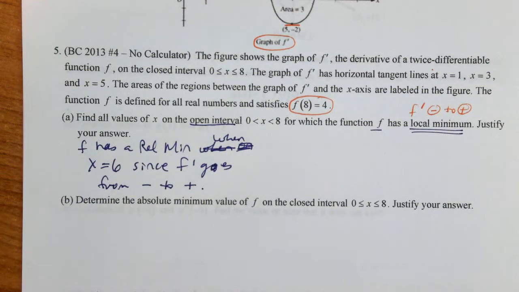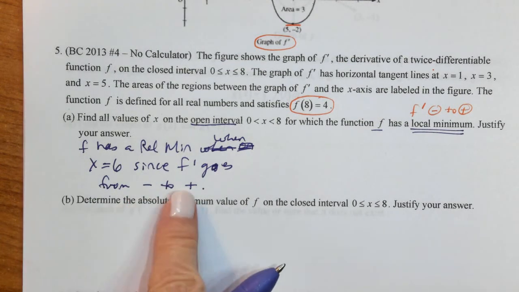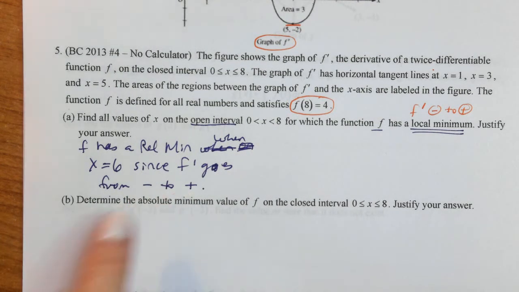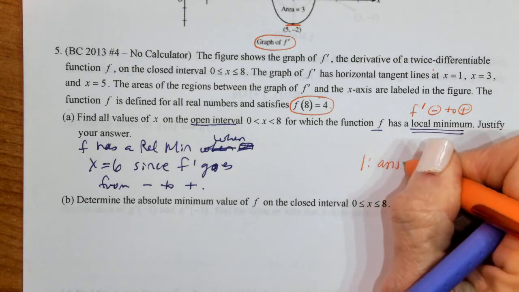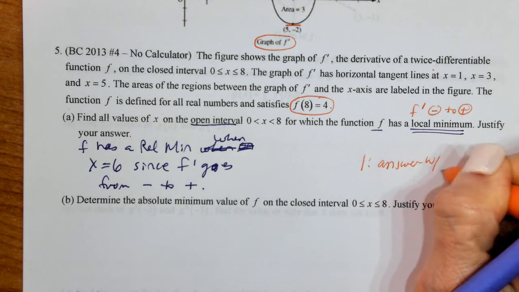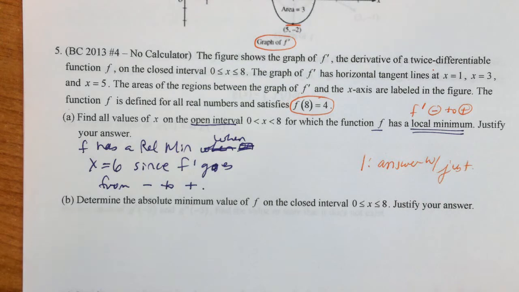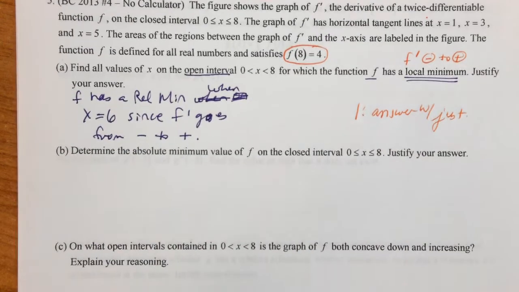On the AP exam, again, you're going to write out the word negative and you're going to write out the word positive. Okay? I'm just trying to make these videos as brief as I can, believe it or not. Okay. This one was worth 1 point. Answer with justification. All right. Part B.